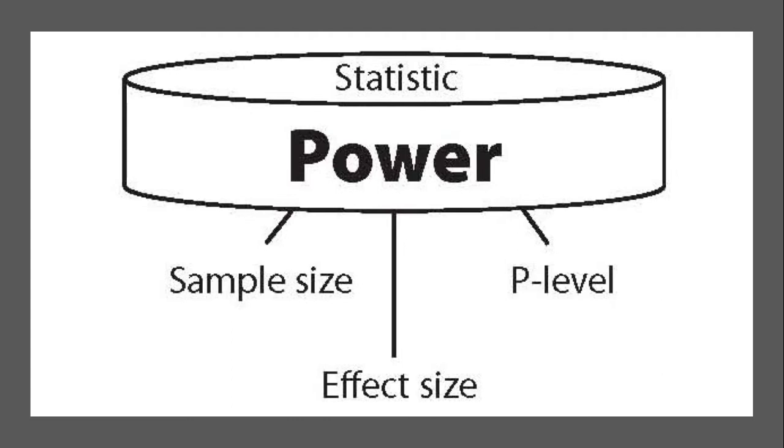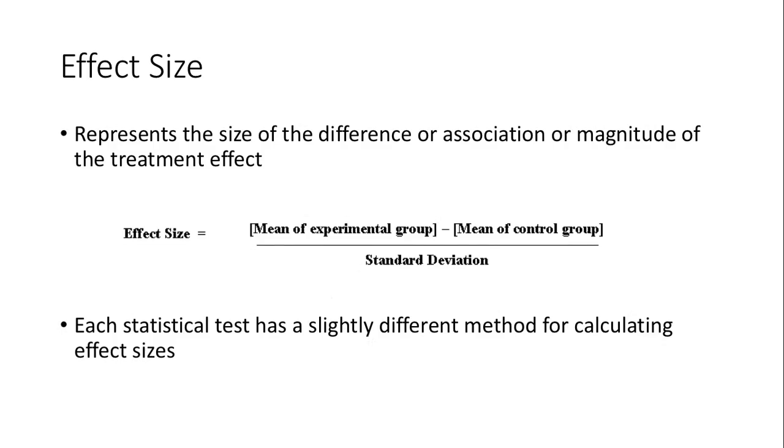So power is based on three things. The power of a study is based on the sample size, the effect size, and the p-value or the p-level, what they call it here. Effect size represents the size of the difference or association or relationship, or the magnitude of the treatment effect between the groups. Here's an example of using an effect size for a continuous variable, for a mean: you would take the mean in the experimental group minus the mean in the control group and divide it by the pooled standard deviation. That's how you calculate the effect size.